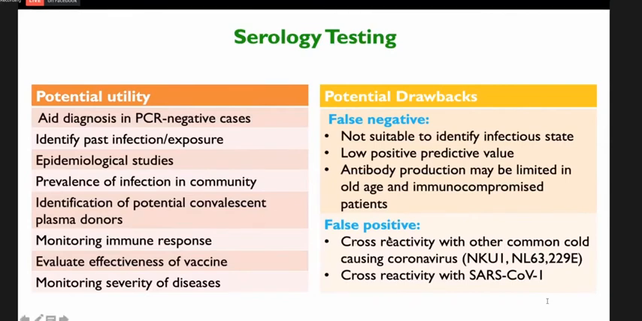Similarly, false positive results are also of concern because of potential cross-reactivity. The antibodies can cross-react with the antibodies generated from other common cold-causing coronaviruses because of their structural similarities. For instance, it can cause cross-reactivity with SARS-CoV-1, as both share almost 80% genetic identity with very similar proteins. So the false positive result of serology testing is one of the major challenges in the diagnostic field.